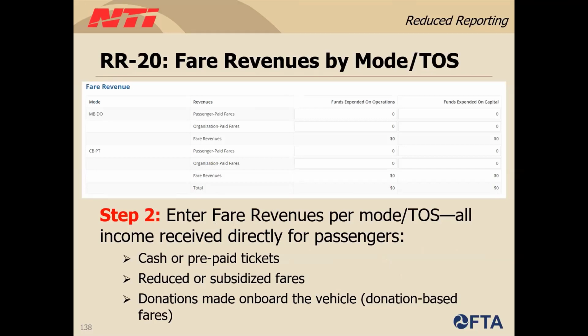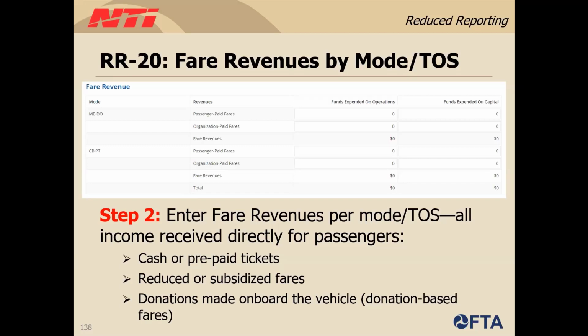Next, you will report fare revenues by mode and type of service. Fare revenues should include all income received directly from passengers, including cash or prepaid tickets, reduced or subsidized fares, donations made on board the vehicle, and any organization fares such as agreements arranged by colleges or universities.